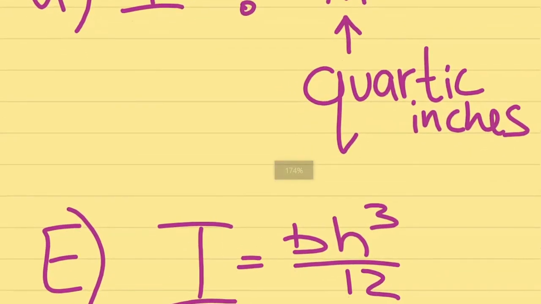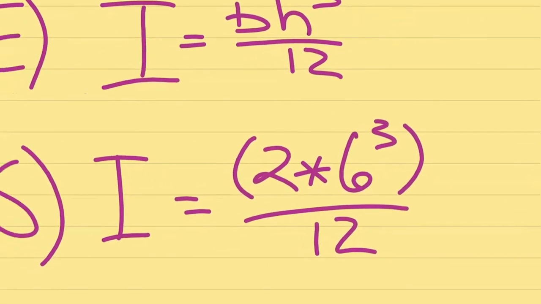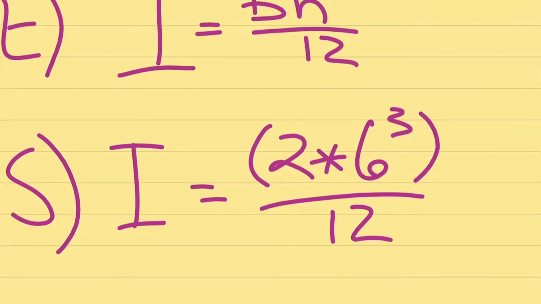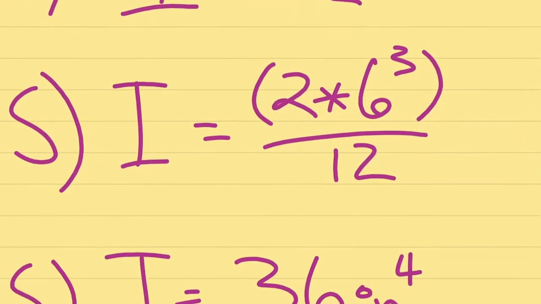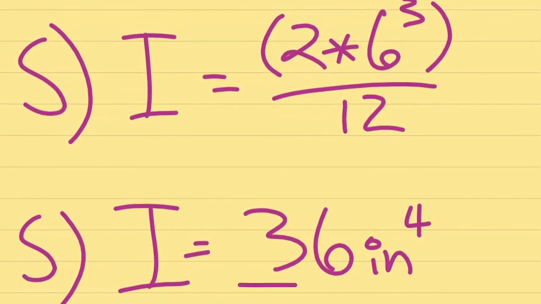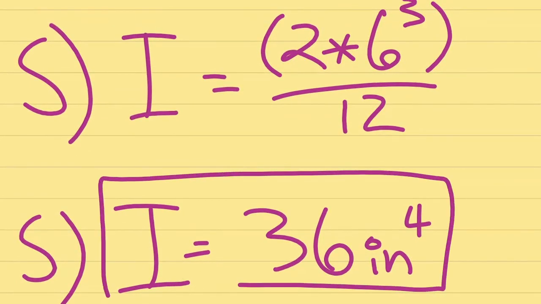Our formula we're going to use is the one we talked about earlier, base times height cubed divided by 12. So we plug in our numbers, 2 times 6 cubed divided by 12. And we get that the moment of inertia for that beam is 36 inches to the fourth power.